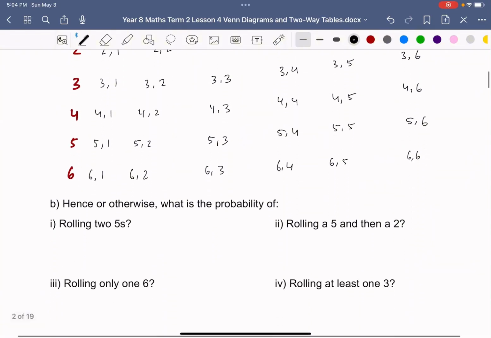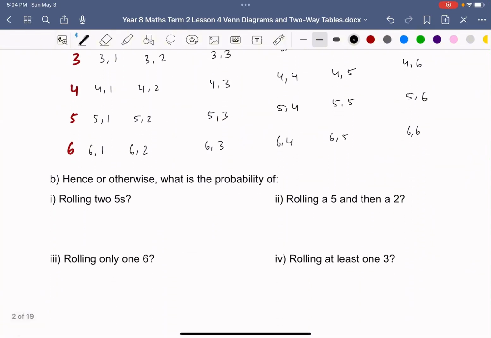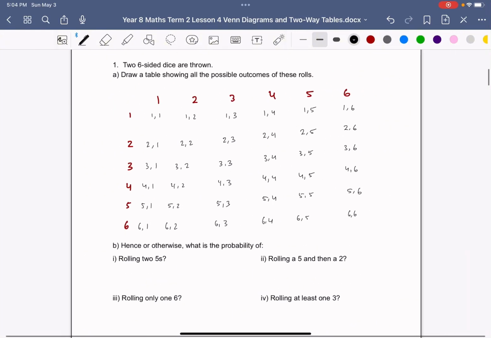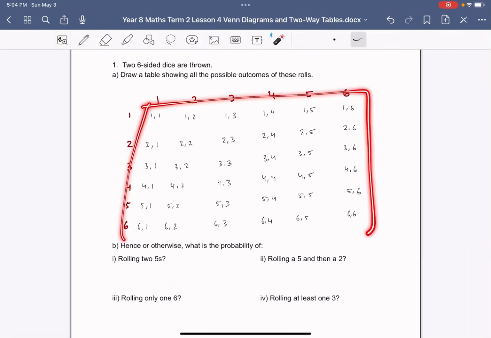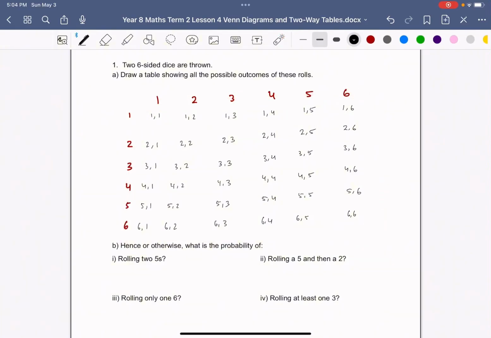Now part B says, hence or otherwise, what is the probability of? Now I can see through my table that I have 36 total outcomes. So the probability of rolling 2 5s is only going to be 1 out of my 36 outcomes. Rolling a 5 and then a 2 is again only one of my outcomes out of my 36.